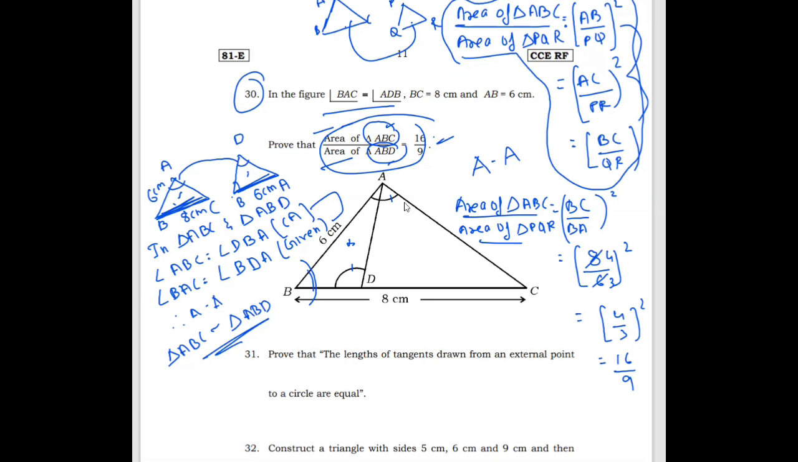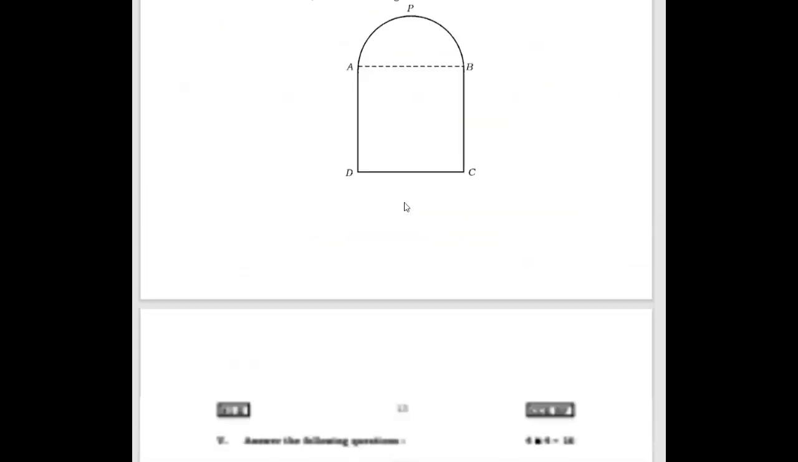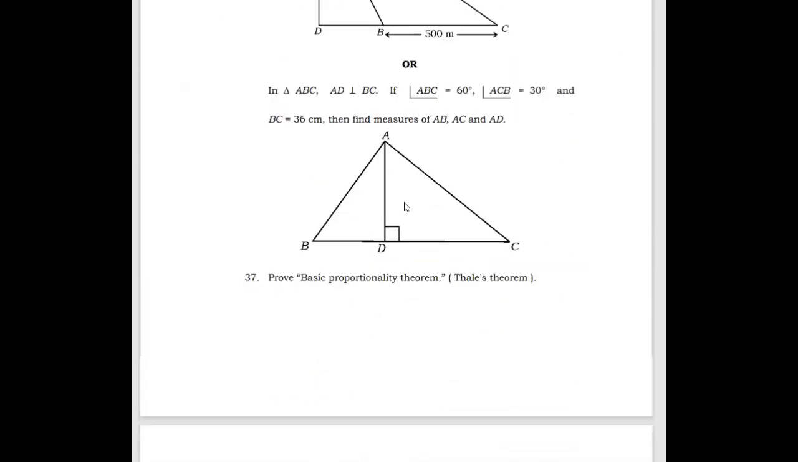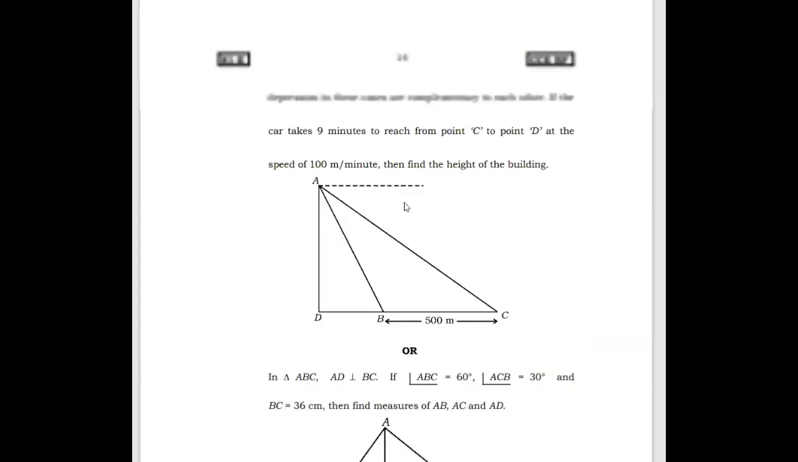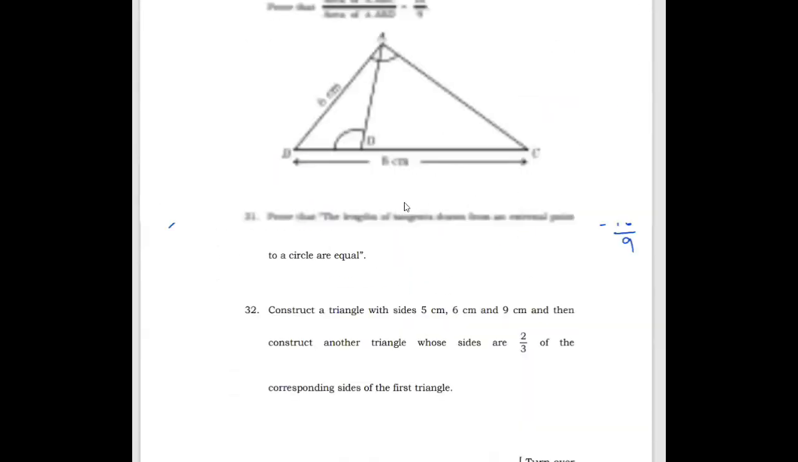What theorem have we asked? We have asked the basic proportionality theorem already. So it is asked in this examination. So we don't ask another question from the BPT concept. Pythagoras is there. Pythagoras, we have already used several times.